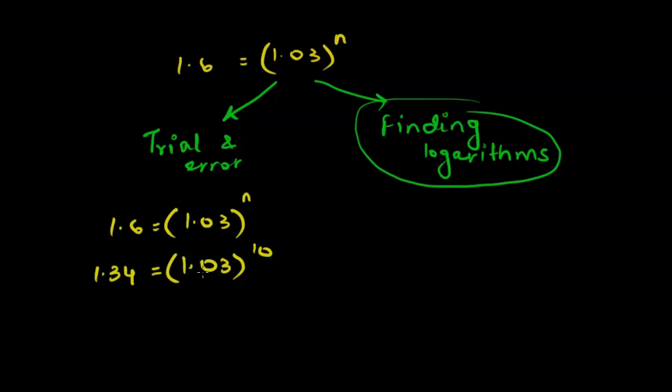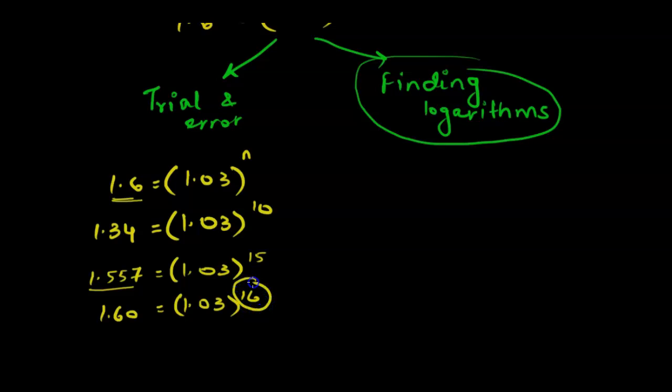Next number that I'm going to try is 1.03 to the power of 15. When we put 1.03 to the power of 15 on the calculator, we're able to get 1.557, which is almost close to 1.6, because if we round this number, we would get 1.6. Let's try 1.03 to the power of 16, and that gives us exactly 1.60. Therefore, we conclude that the n value is 16, and we can say it takes 16 years to reach the population to 2000 people. Let's see how to do the logarithm method.